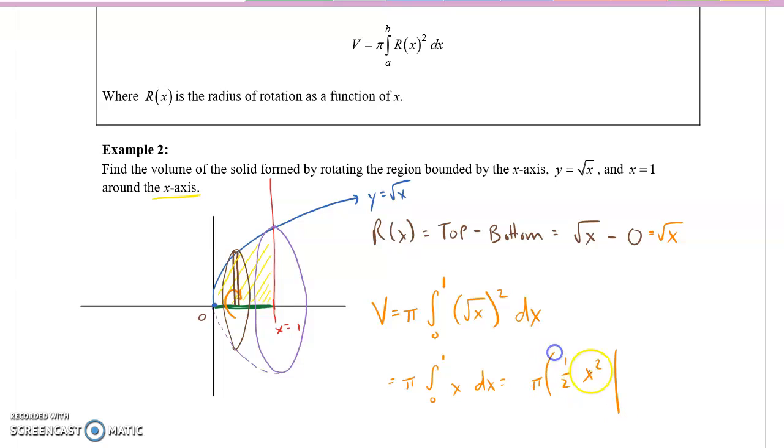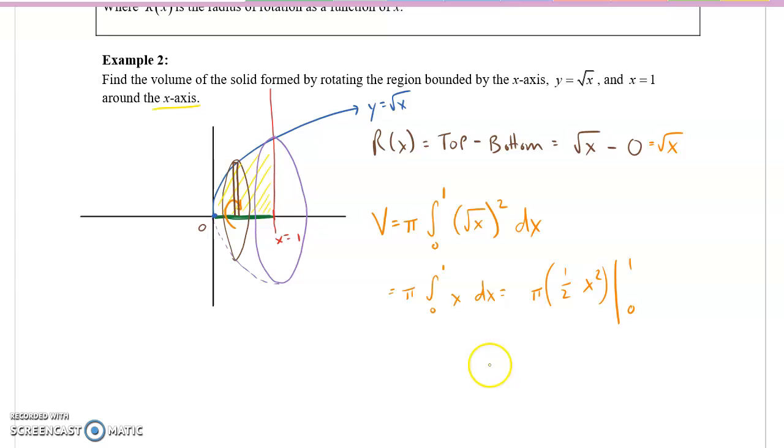We'll evaluate that at 1 and at 0, and then subtract the 2. So we've got 1/2 pi, or pi over 2, times 1 squared minus 0 squared, or just 1. So the final volume of this parabolic bowl is pi over 2. Pi over 2 cubic units, whatever those units happen to be. If these are measured in feet, then this is a cubic foot, right? Or pi over 2 cubic feet.